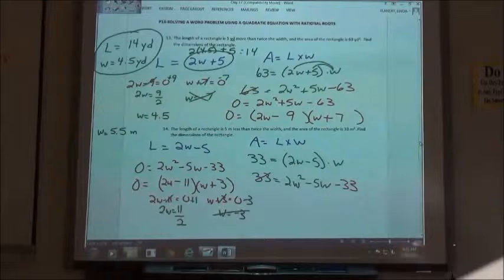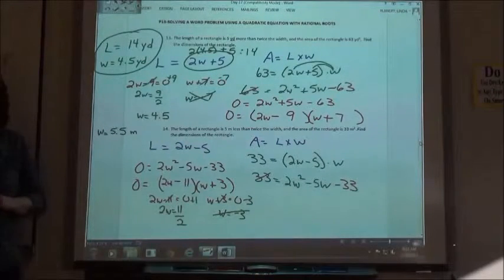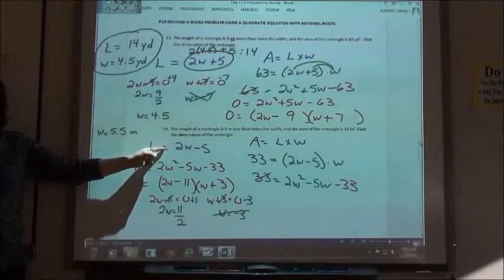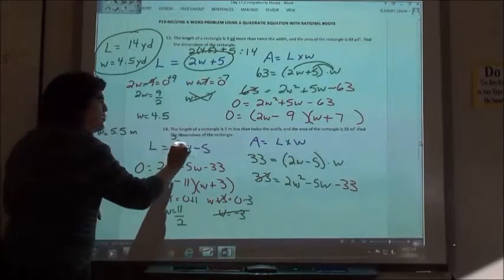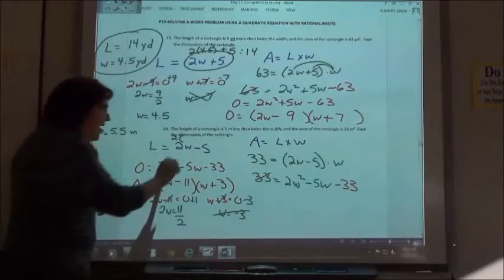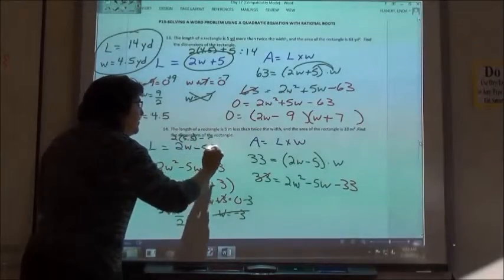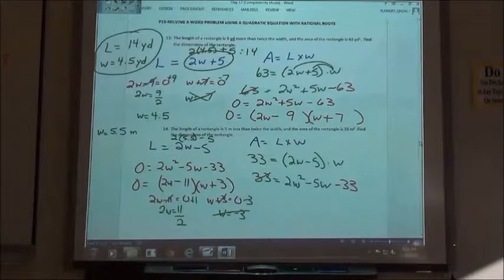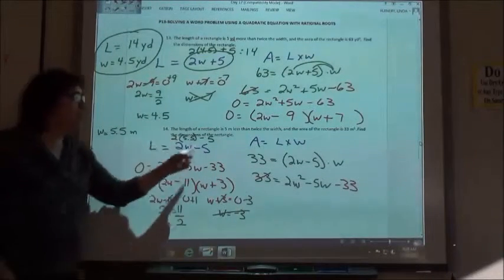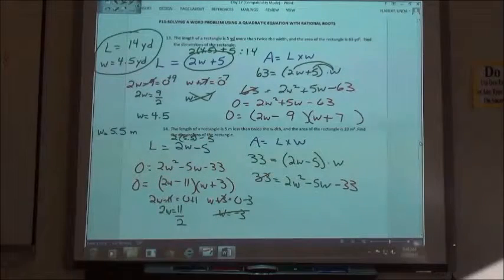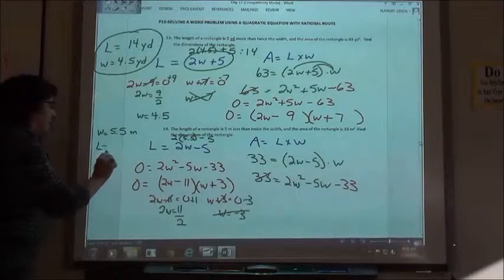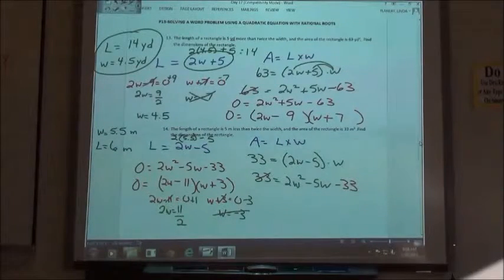So we found our width, we still need to find our length. How are we going to find our length? The length is equal to 2 times 5.5 minus 5, right? So 2 times 5.5 minus 5 gives me 6. So my length is going to be 6.